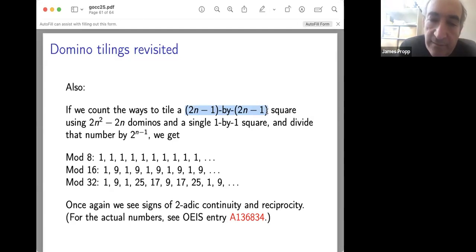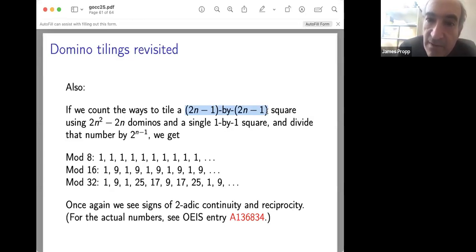Well, it has to be of the right color class. It has to be of the same color class as the upper corner. Otherwise, you're not correcting the color imbalance between white squares and black squares. But if you take this number and divide it by 2 to the n minus 1, you get numbers that are always 1 mod 8, alternate between 1 and 9 mod 16, displaying patterns mod 32.